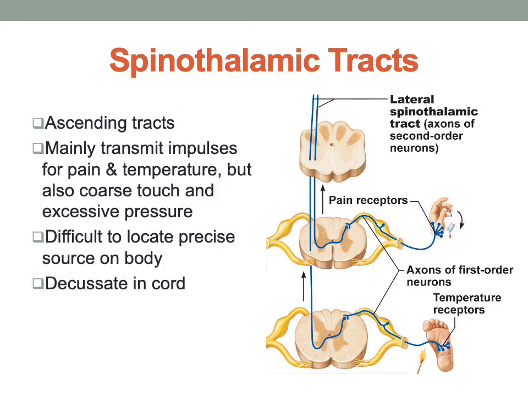Spinothalamic tracts are ascending tracts that mainly transmit impulses for pain and temperature, but they also carry information for coarse touch and excessive pressure. Information carried in these tracts is difficult to locate precisely on the body. So if a patient is saying to you they are experiencing pain across their back or down their leg, but it's very broad, then you'll know it's being carried in the spinothalamic tract.